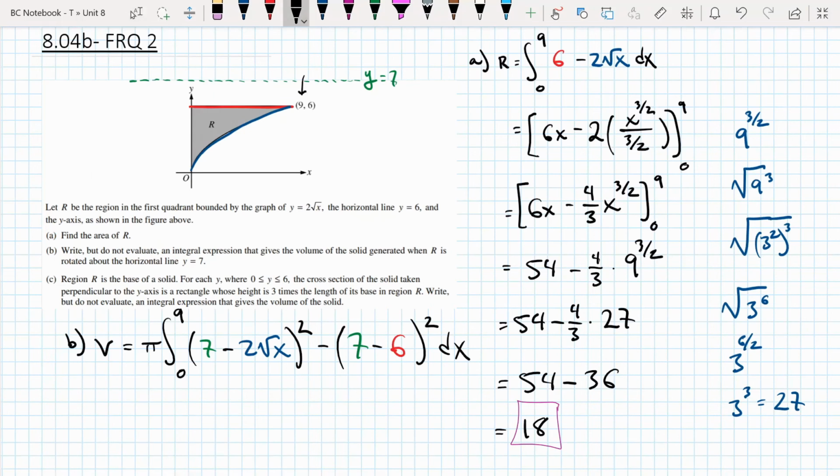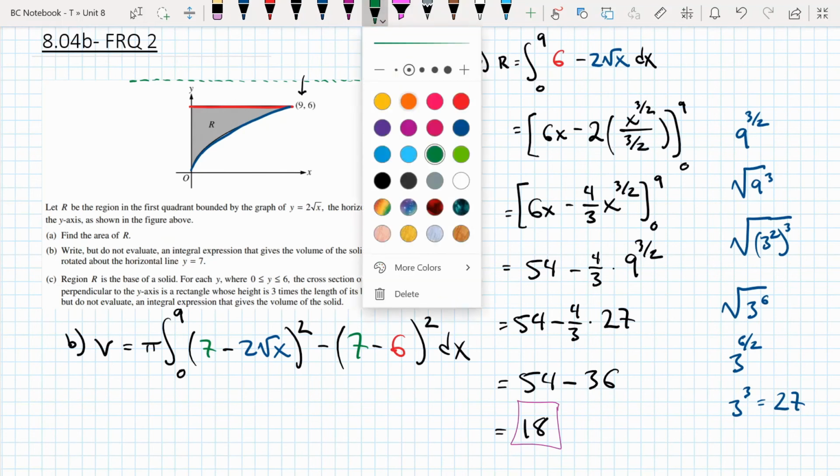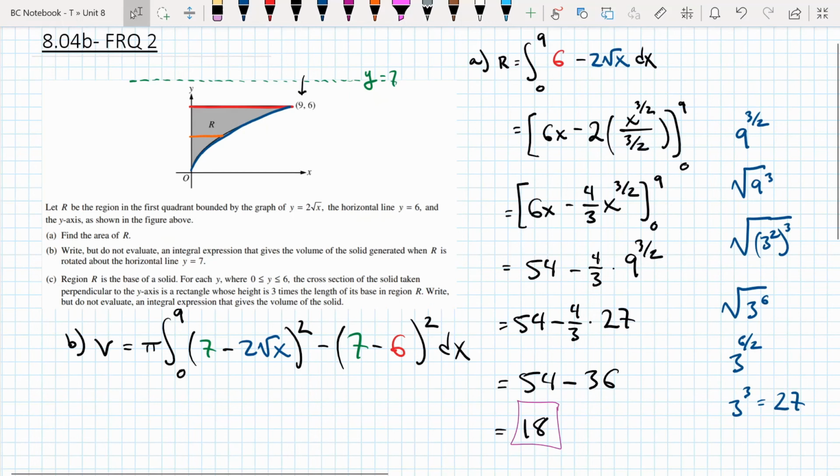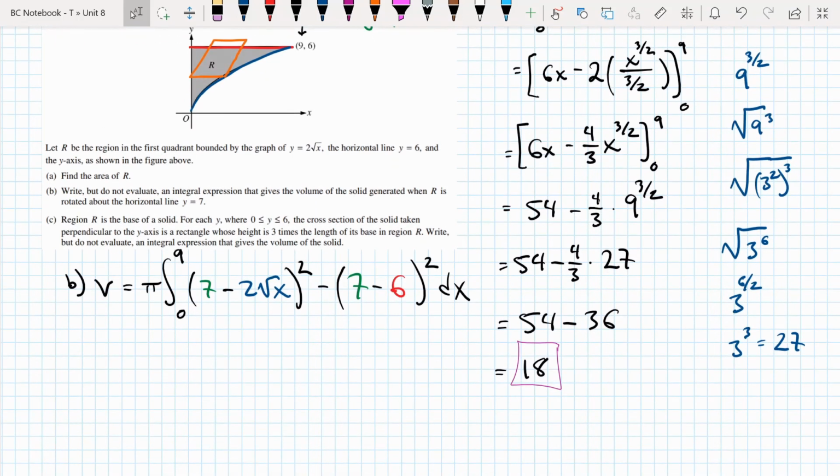Okay, and then lastly, we want to find the volume generated when we take cross sections perpendicular to the y-axis now, no longer the x-axis. So we're going to take cross sections perpendicular to the y-axis this way. And the height is 3 times the length of the base r. So if we want to find the area here, we need to find this distance, the base of one of these rectangles. And to do that, we're going to take this blue function, y equals 2 root x, and that gives you the height, but we want the width here.